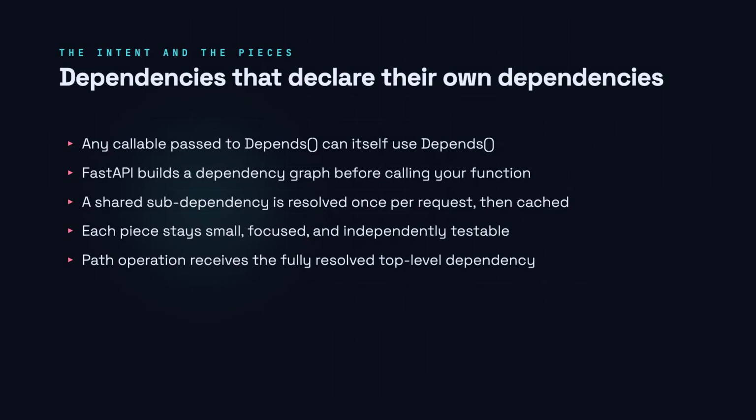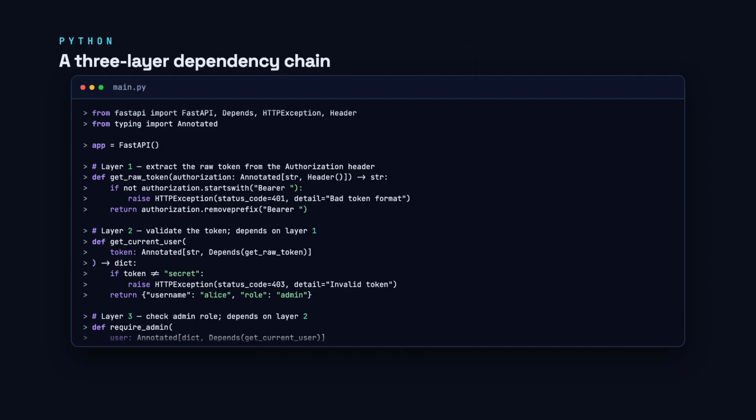The key insight is that Depends is not limited to path operation functions. Any callable, a plain function, a class, an async function that you pass to Depends can itself declare parameters annotated with Depends. FastAPI reads all of those annotations, figures out the full graph of dependencies, resolves them from the bottom up, and by the time your endpoint function runs, every value is already computed and injected. Let us walk through this.